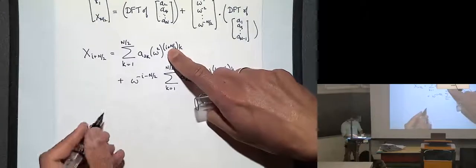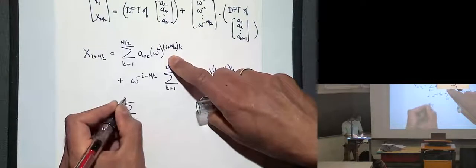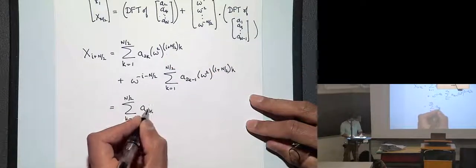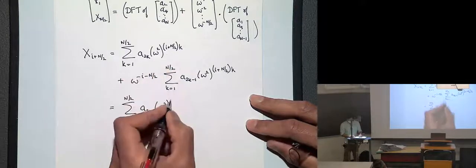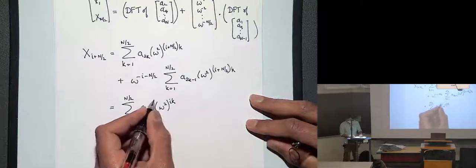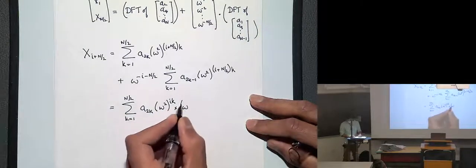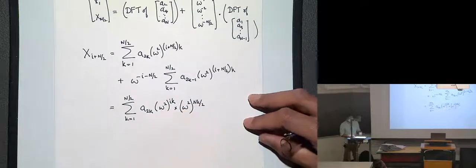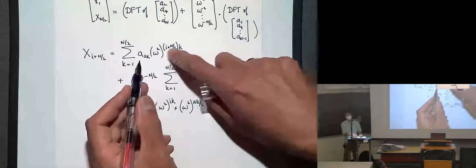So then let's manipulate the first one again. Now we know what we're looking for. So we'll get A2k, omega squared to the ik, times omega squared to the nk over 2. All I did was just break that up.